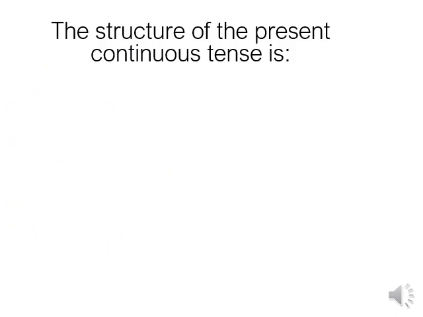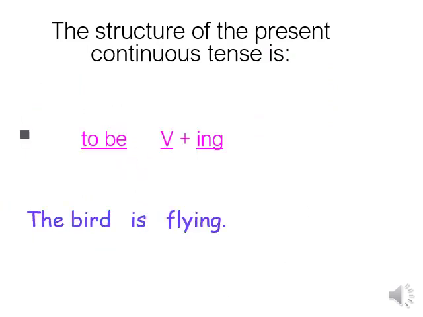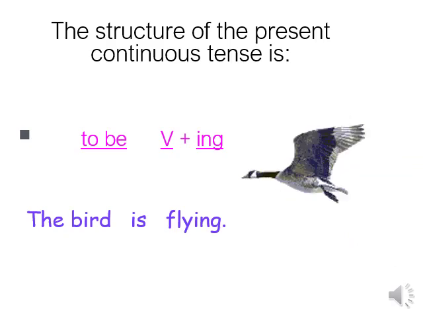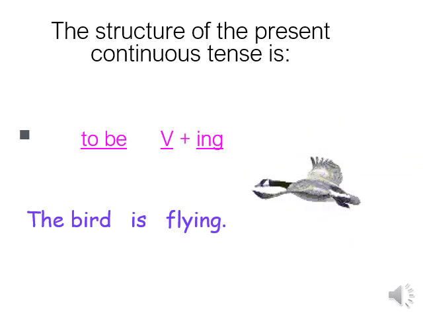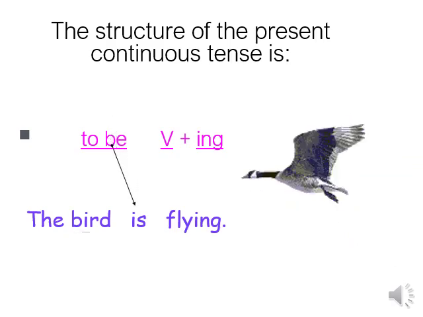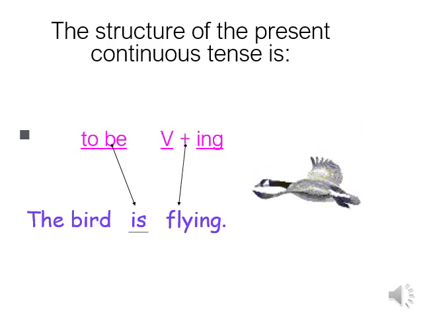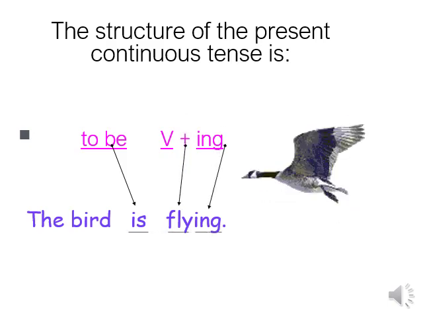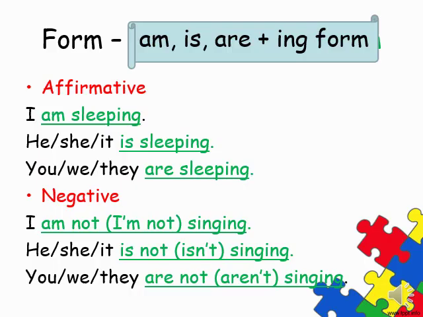The structure of the present continuous tense. How do we form the present continuous tense? Verb to be plus verb plus ing. The bird is flying. So here you have verb to be plus verb plus the ing. So we have am, is, are plus the ing form.